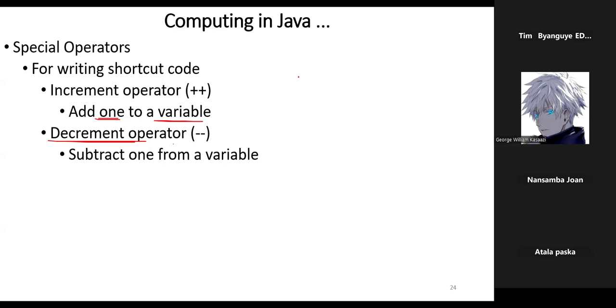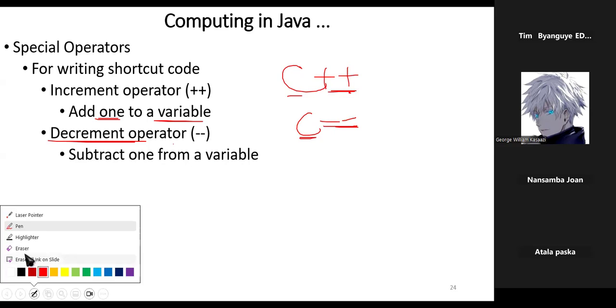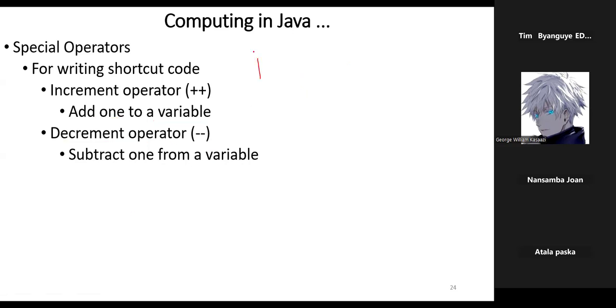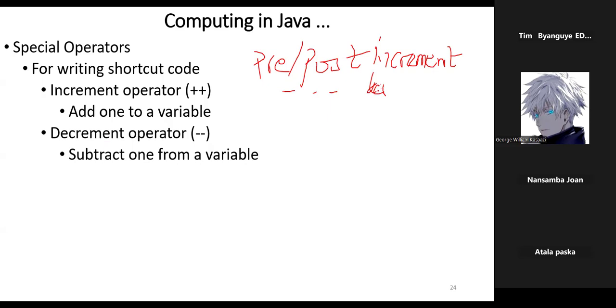Okay, so usually when you write C plus plus, it is going to get the value in C and add 1 to it. If you write C minus minus, it's going to get the value in C and subtract or remove 1 from it. Well, what I want you to practice or do is look at pre and post increment, as well as pre and post decrement.